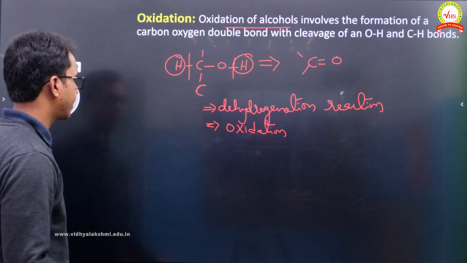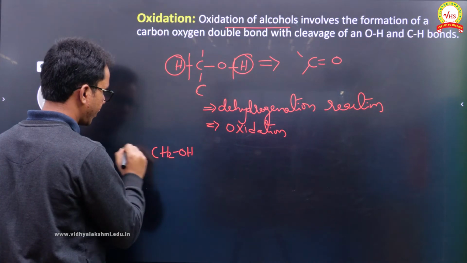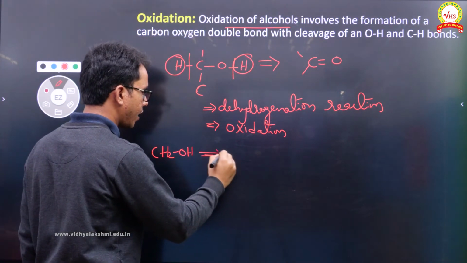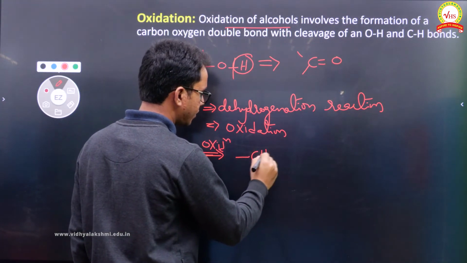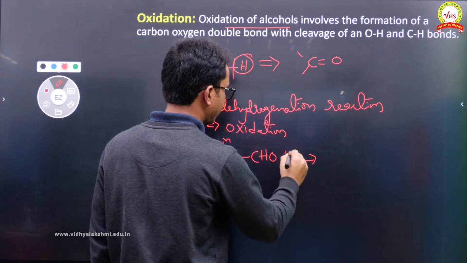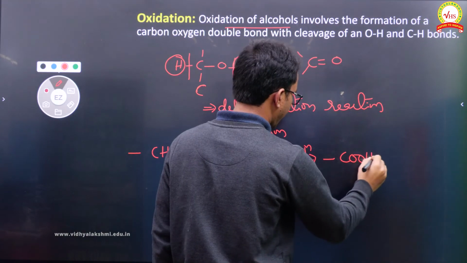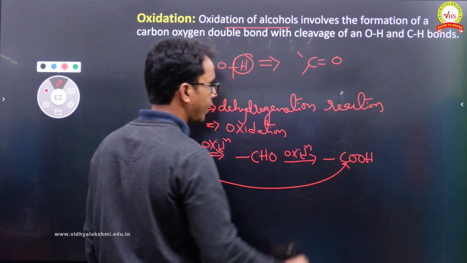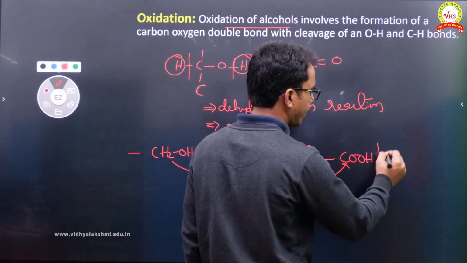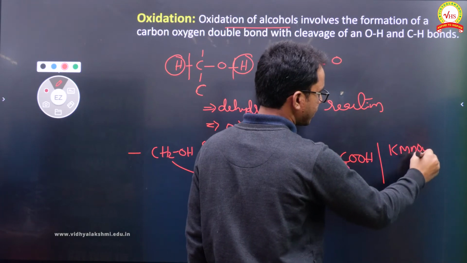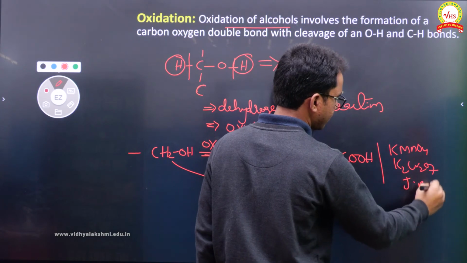Generally, if you take primary alcohols like CH2OH, on oxidation they'll turn to the respective aldehydes, CHO, and on further oxidation they'll give what? COOH. To convert this one to this one, we require a strong oxidizing agent. What are those strong oxidizing agents? We can take KMnO4, potassium permanganate, K2Cr2O7, and Jones reagent.